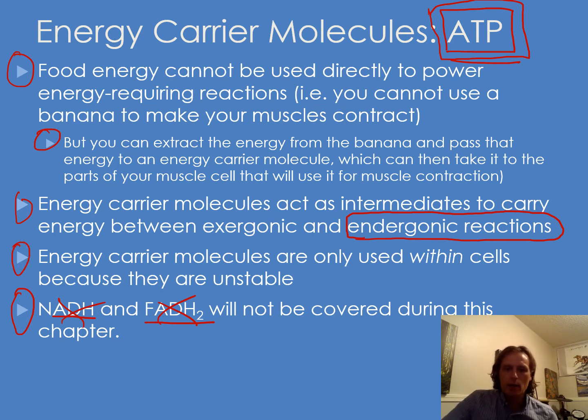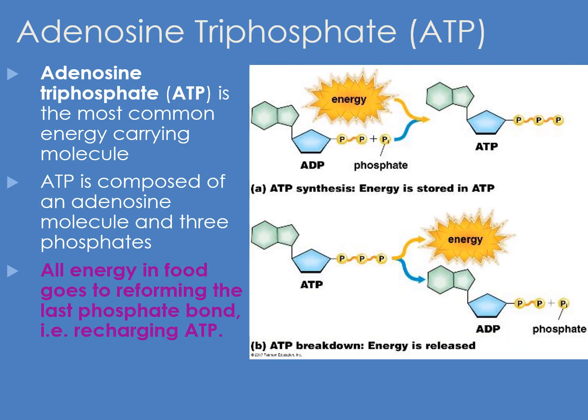Last, energy carrier molecules are used only within cells, inside cells, because they are unstable. ATP is super unstable, super short-term storage of energy. That's why we don't say it stores energy. We say that it carries it from an exergonic reaction to an endergonic reaction. It just carries it briefly. More details on adenosine triphosphate, ATP.